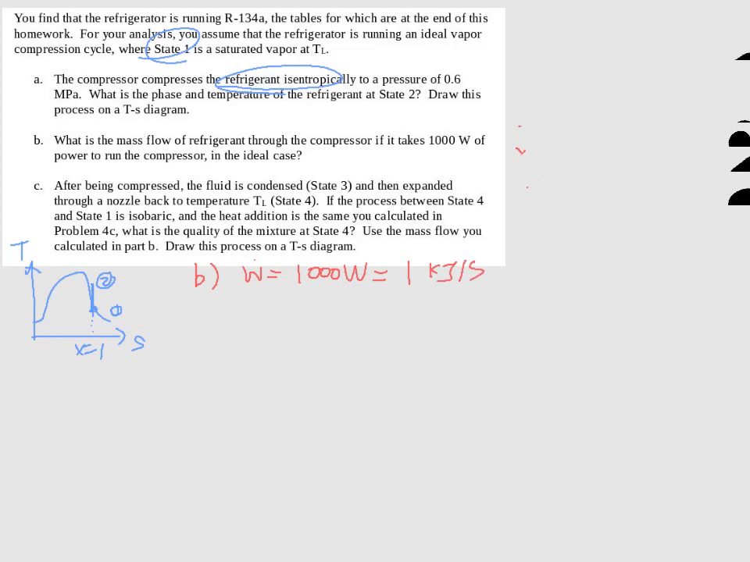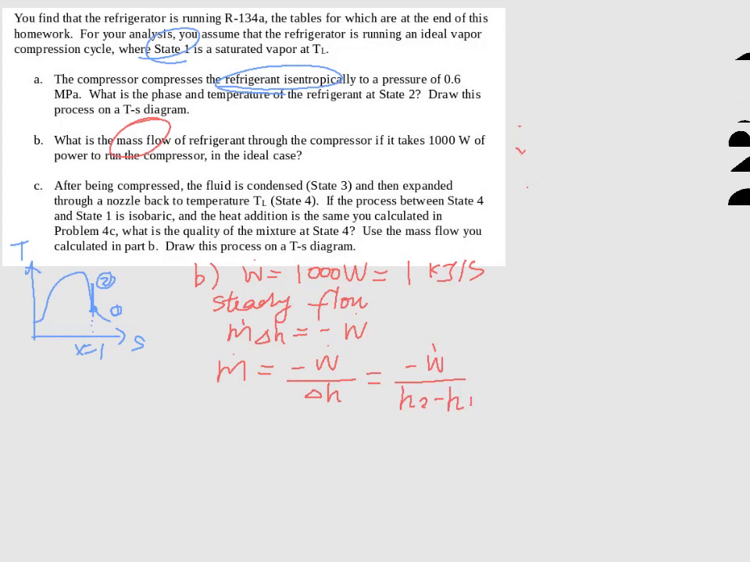So in this problem, we're going to use the steady flow energy equation. For a compressor, that is m dot delta H equals negative W dot. So if we want to find the mass flow rate, m dot, that is just negative W dot over delta H. So next step, we're going to find our H's. So it's negative W dot over H2 minus H1.